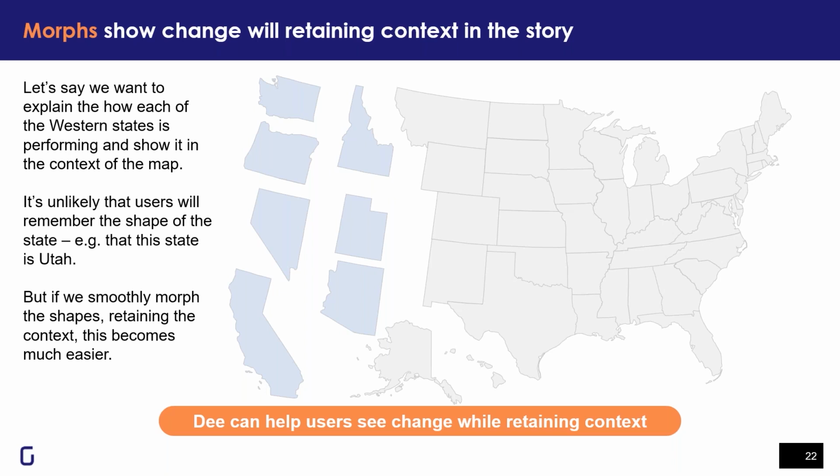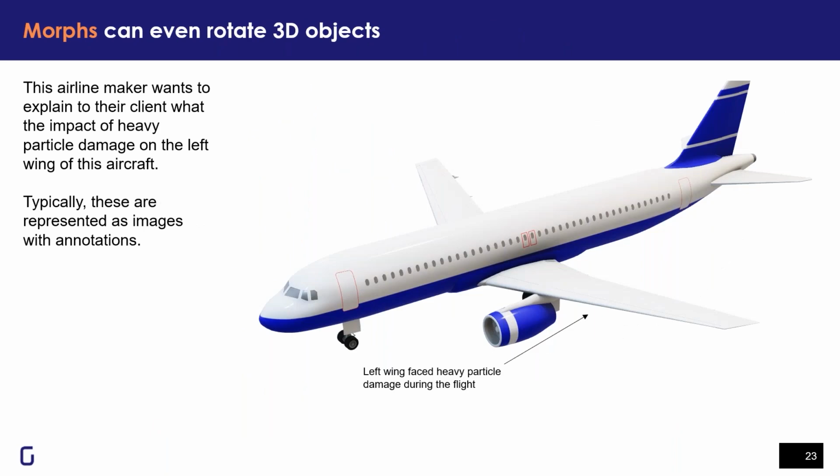So anytime you want to show a change, the morph transition is a good place to look. Specifically, let me show you some powerful examples of how the morph transition can be used.